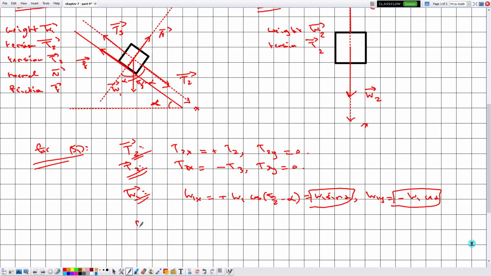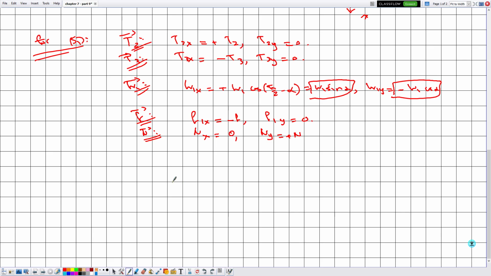Now as for the force of friction, which is F, F1x is equal to minus F and F1y is equal to 0. As for the normal N, sorry, Nx is equal to 0 and Ny is equal to plus N. And now we are ready to apply Newton's second law.